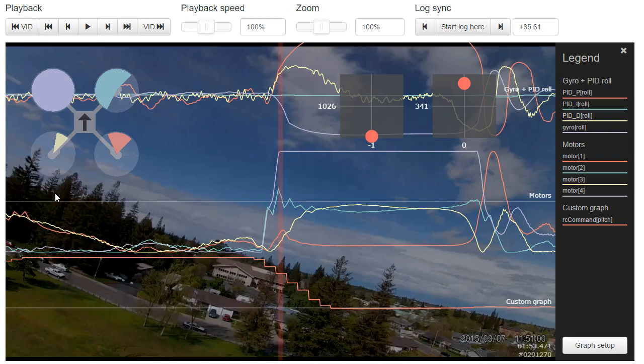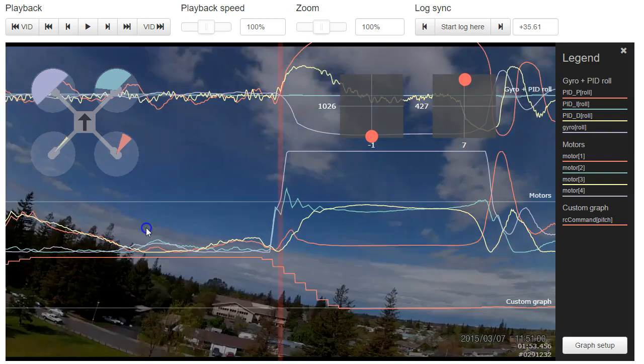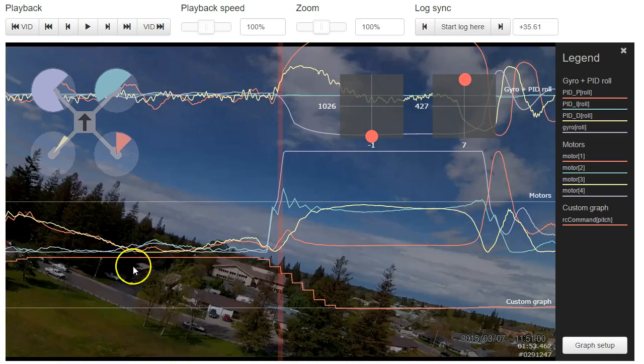Okay, so then it must be a timing issue, because you can't have four loose props. It's got to be the timing in the ESCs. Okay, that's what I'm going with. That's my final answer: timing in the ESCs. Maybe a desync. Okay, that's my final answer.